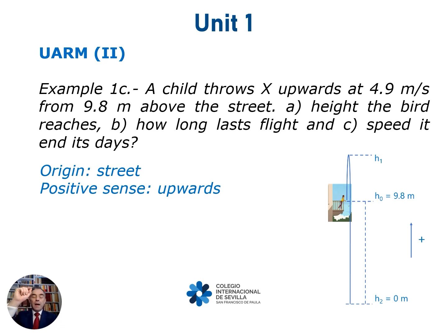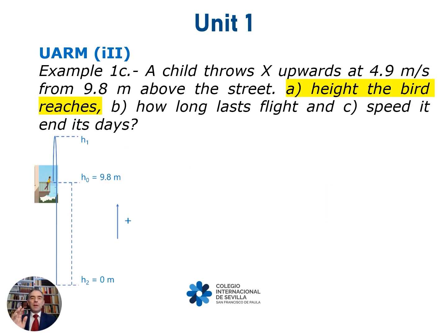We represent that as the scheme in the image. We have a height that we do not know, which is the maximum. We have the initial height, which is 9.8. We have the positive sense, and we have the street, which is height 0, the origin of coordinates for this movement. We have moved the scheme a little bit to our left-hand side so that we have space to solve the problem. On the scheme, we can see the child, which is at 9.8 meters, positive 9.8 meters, because the origin of coordinates is the street and the positive sense is upwards.